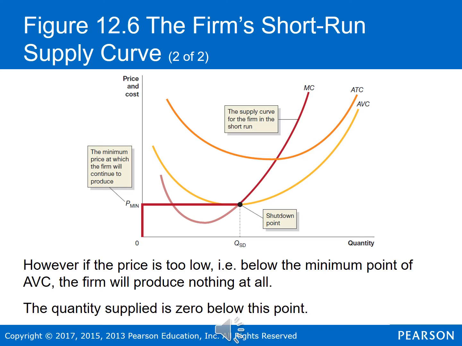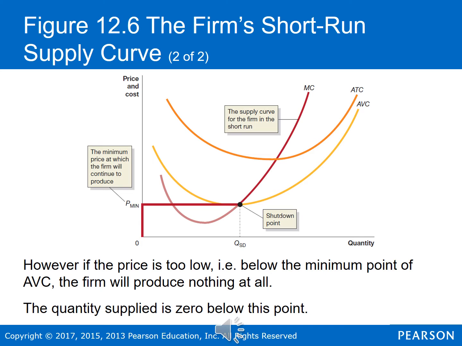The marginal cost curve is a firm's supply curve in the short run, only above the shutdown point. So where the marginal cost curve and the average variable cost curve cross, that's the shutdown point. Anywhere below there, the firm will not produce anything. So if the price is below that, we'll have a vertical line at the 0 quantity being produced. So that's why we have a vertical line from 0 to the price minimum. At that point, we have a horizontal supply curve, and then we have an increasing supply curve above the shutdown point.